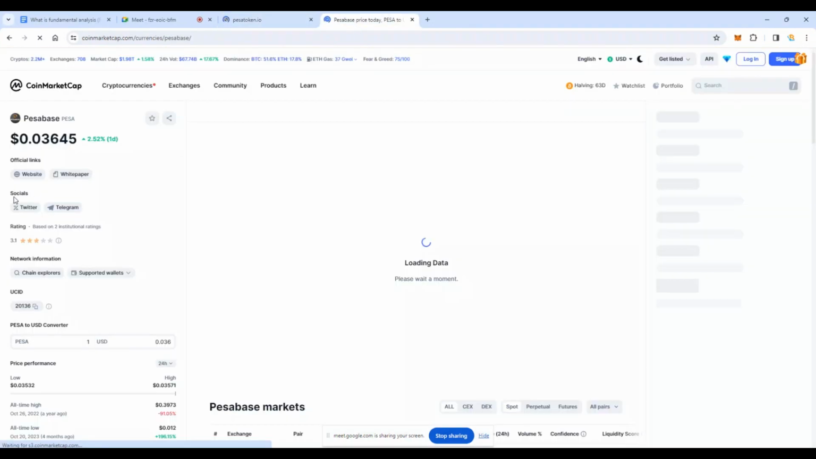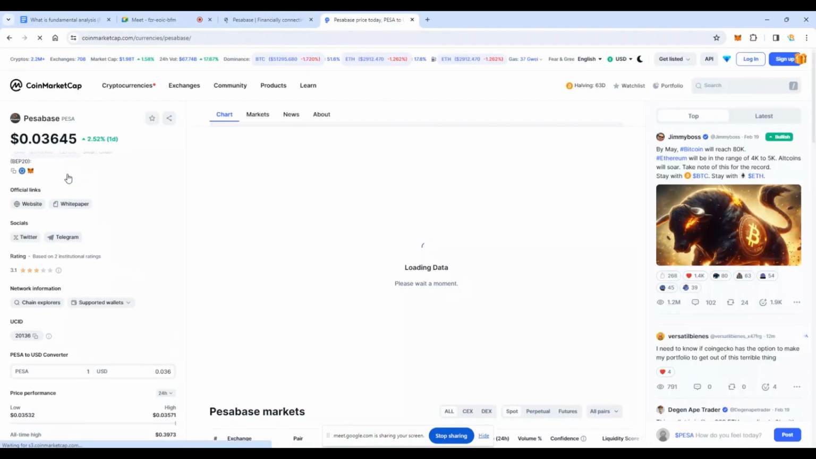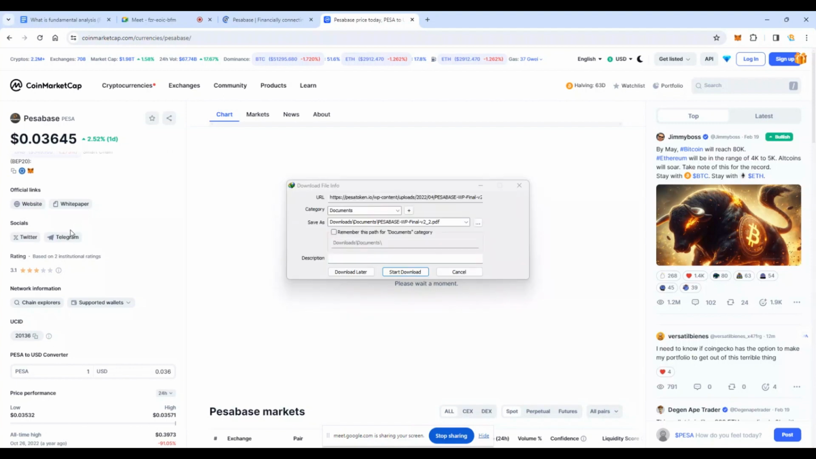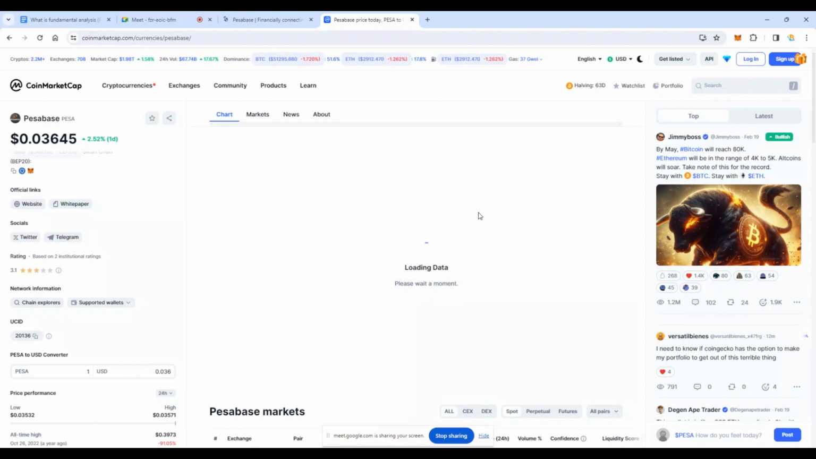But now when you come here, you can see we have a link to the white paper. So when you click on that, it should redirect you to this. You see? It's now asking us to download the white paper, which is what I'm going to do just right now.